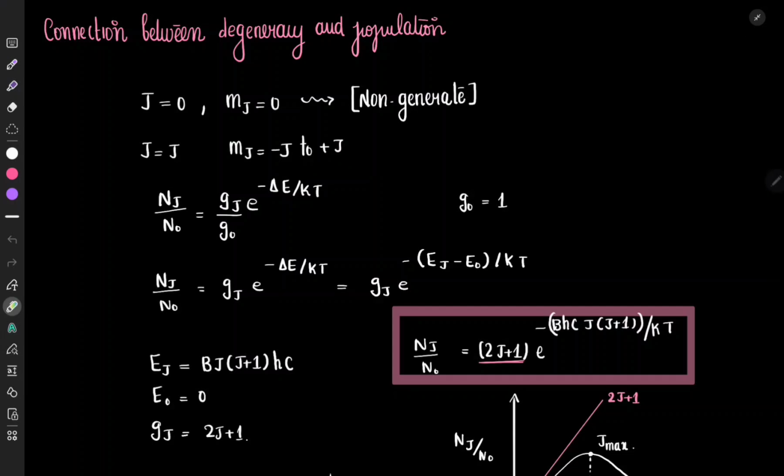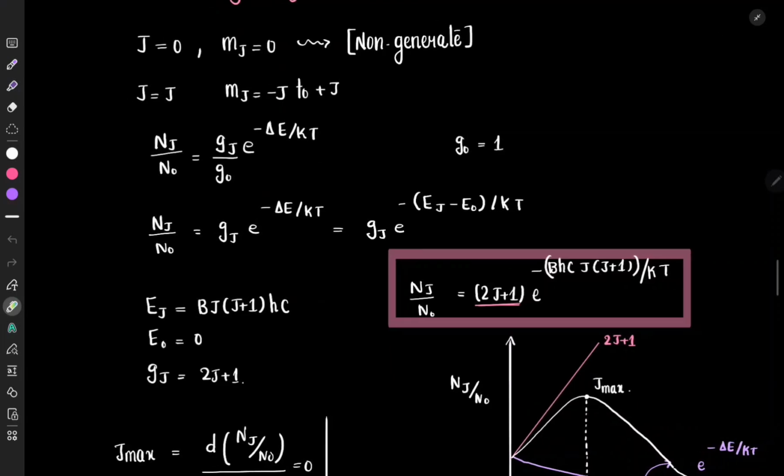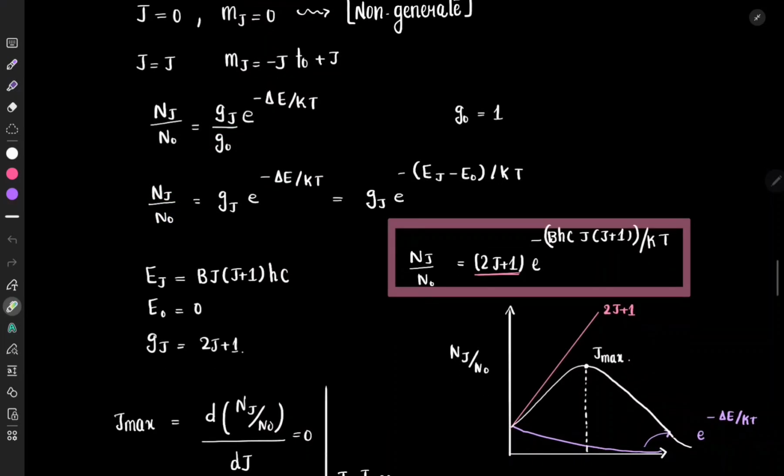Now we will be using the Maxwell distribution equation to learn how intensity of light depends on the population. So NJ by N0 is equal to GJ by G0 e raised to minus delta E by kT. This is the Maxwell distribution. And here we take the degeneracy G0 of the ground state to be 1, so this term will become 1. You will get NJ by N0 is equal to GJ e raised to minus delta E by kT.